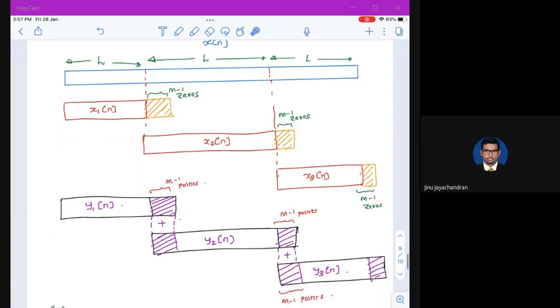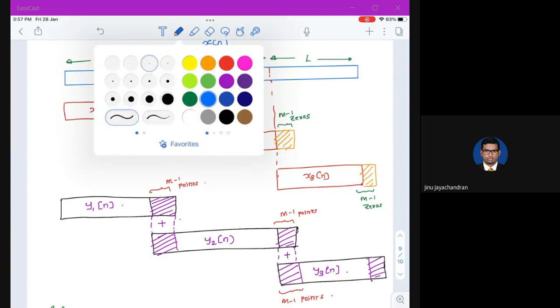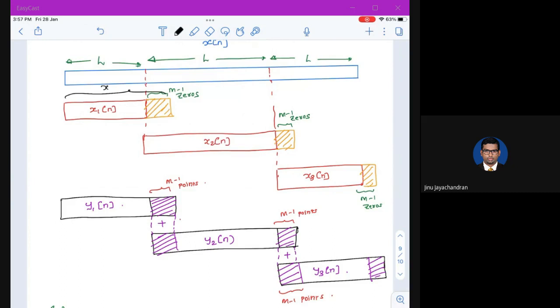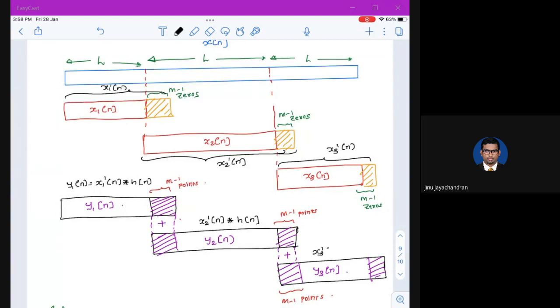And then you do a circular convolution of each of the subblocks with h of n. Okay, so this will be your new x1 dash of n. This is your x2 dash of n, and this is your x3 dash of n, the complete block, including the zeros. So y1 of n is actually x1 dash of n convolution h of n. y2 of n is x2 dash of n convolution h of n. y3 of n is x3 dash of n convolution h of n.